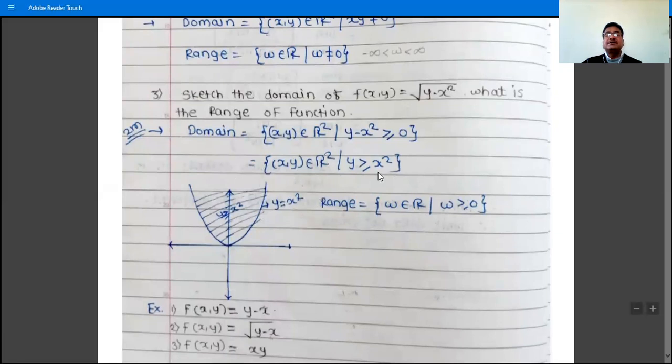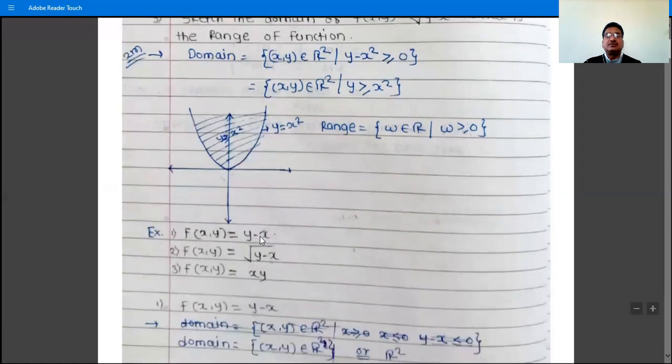Okay, so this is the domain of the function, and if we sketch the diagram, then y is equal to x square means this is the parabola, y is equal to x square, above the x axis and around the y axis. And y greater than or equal to 0 means this part is the domain. So this is the sketch of the domain, and again the range is w belongs to R, such that w is greater than or equal to 0. Here w is not equal to 0, here w is greater than or equal to 0.